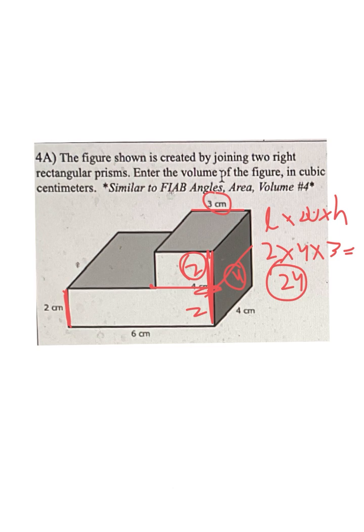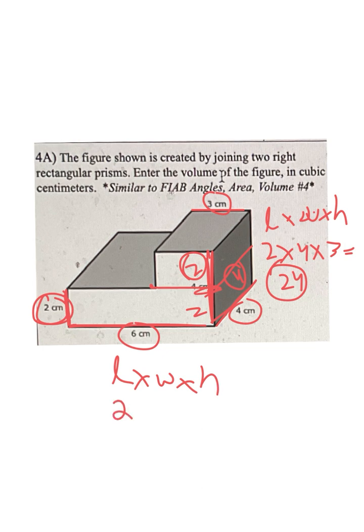Now for the large rectangular prism, that's going to be a height of 2 centimeters. It's going to have a length of 6 centimeters and a width of 4 centimeters. So again, length times width times height. I guess you could say the length is 6, and you could say the width is 4, and the height would be 2. And that's going to give you 48.